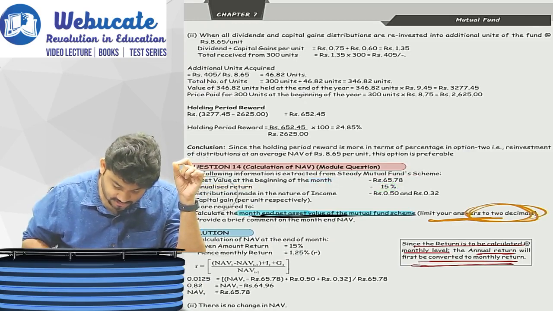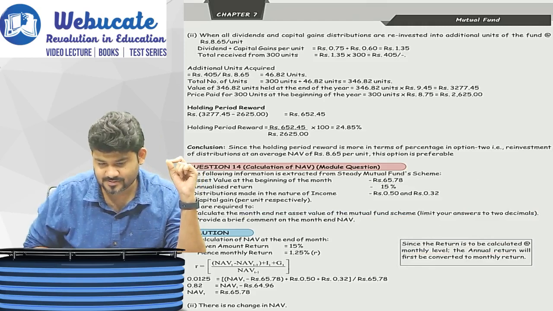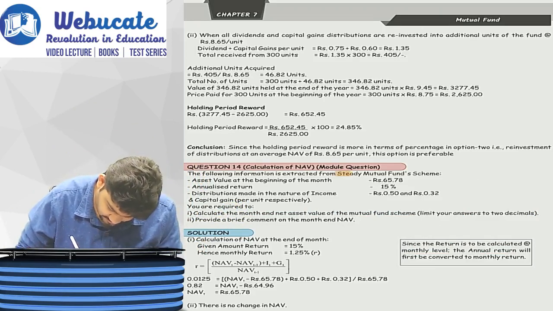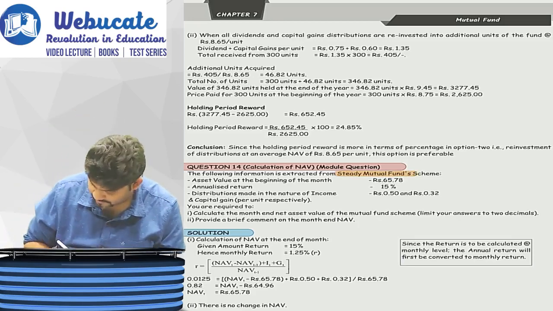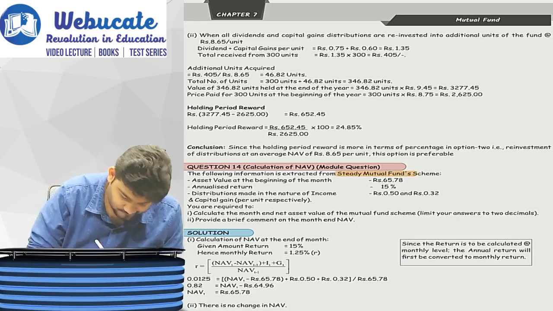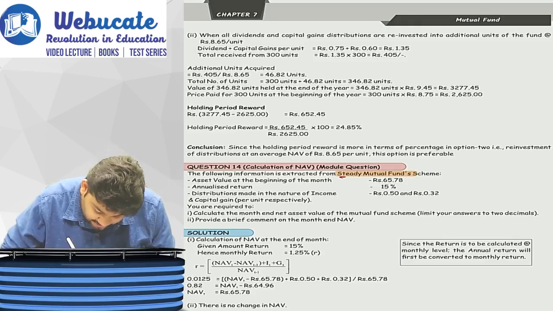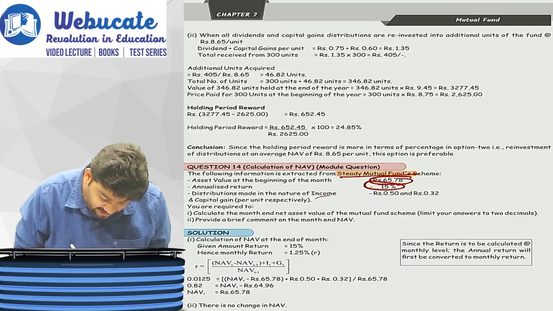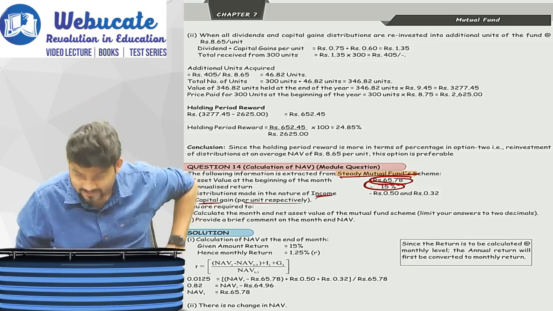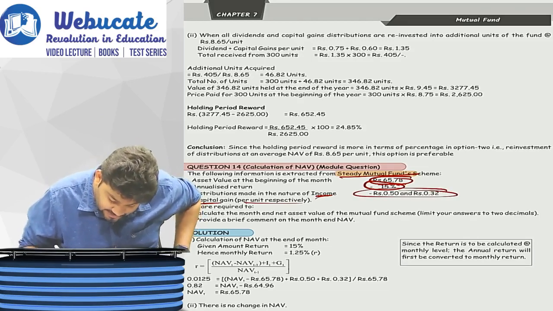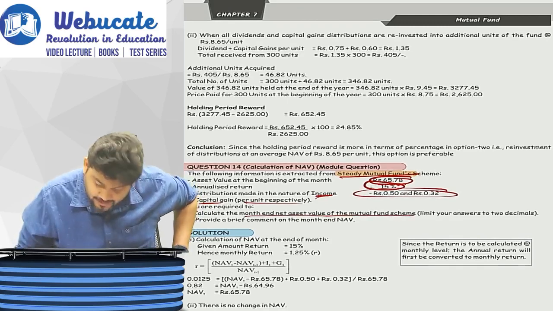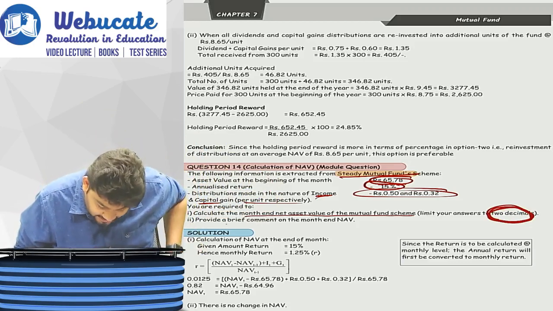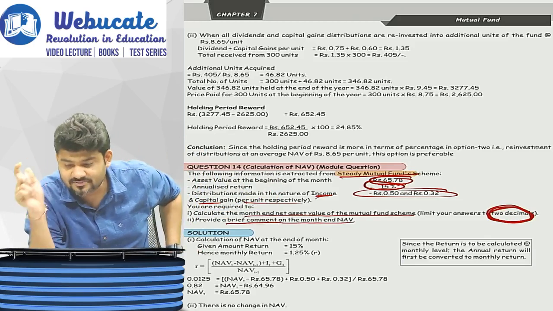Please come to question number 14. Steady mutual fund. Let's start. The following information is extracted from Steady mutual fund. Asset value at the beginning of the month. Annualized return. Distribution made in the nature of income and capital gain per unit respectively: 0.5 and 0.32. You are required to calculate the month-end net asset value of the mutual fund scheme, limiting the answer to 2 decimals. Second, provide a brief comment on the month-end net asset value.